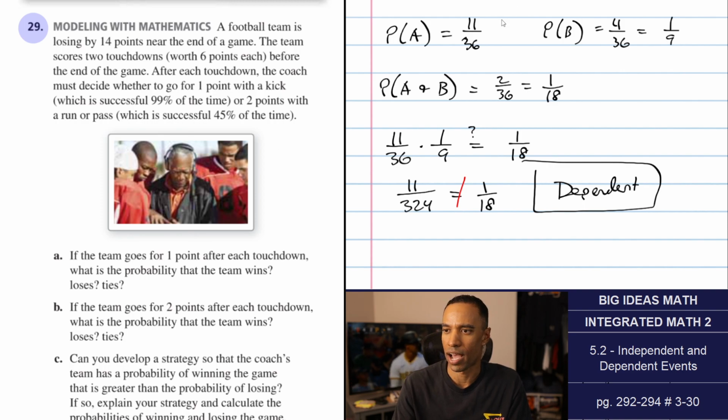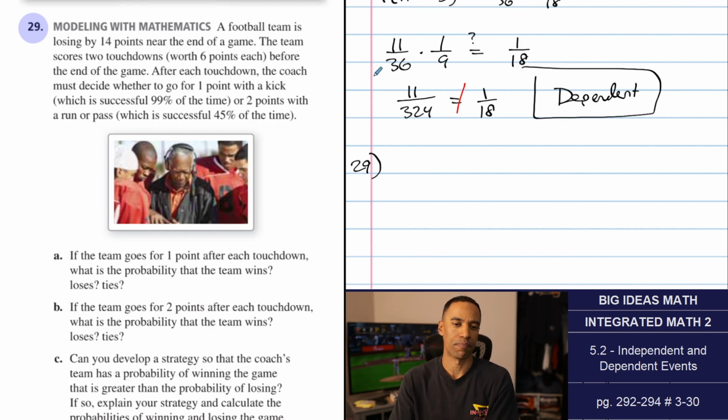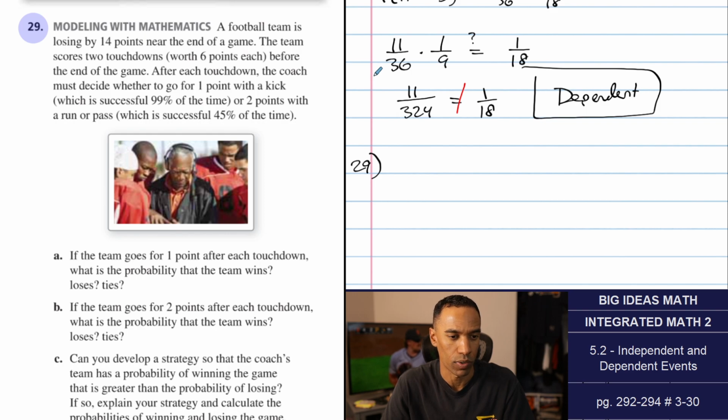All right, number 29. A football team is losing by 14 points near the end of a game. The team scores 2 touchdowns worth 6 points each before the end of a game. After each touchdown, the coach must decide whether to go for 1 point with a kick, which is successful 99% of the time. Not true anymore with the extra point thing back, but that's okay. Or 2 points with a run or pass, which is successful 45% of the time. I'm going off their numbers.